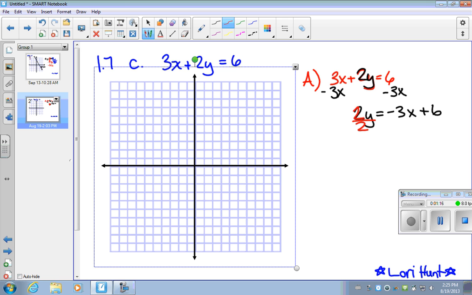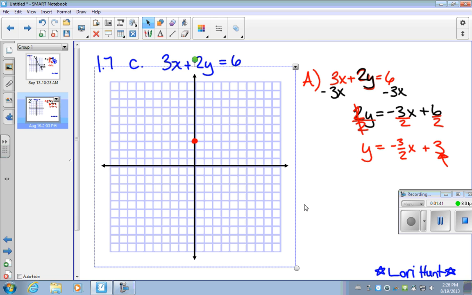But if I divide one thing by 2, I have to divide everything by 2. So I'm going to divide by 2, and now I have 1y equals negative 3 over 2 x plus 6 over 2 is 3. So now I can just do the same thing I did in the last video, which is to look at the y-intercept, which is 3, go up 1, 2, 3, and place my point, and then look at the slope, which is negative 3 over 2, which means I would go down 3, right 2. So that's one way to graph this line.